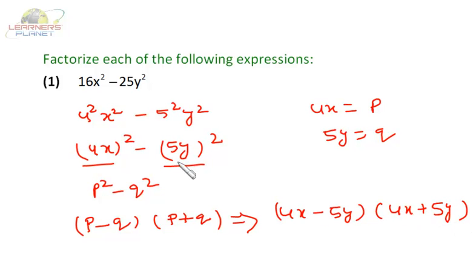So after some practice, you can directly write it from this step to this step. That is p square minus q square format. So it's p minus q and p plus q. You can avoid these 3 steps. Okay. Now let's do the next question.